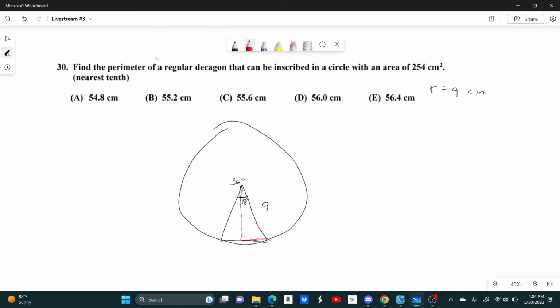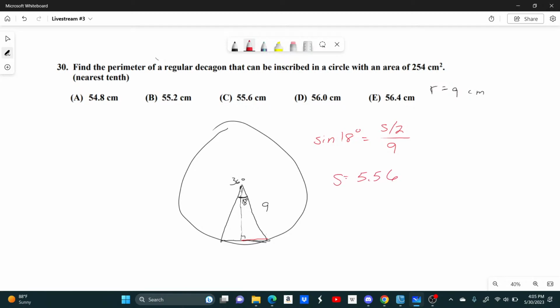So I have, let's see, sine 18 degrees equals my opposite over hypotenuse, right? So that's my side length divided by 2 divided by the hypotenuse, which is 9. And so, make sure your calculator is in degrees. Sine of 18 times 9 multiplied by 2. And so you get a side length of 5.56.